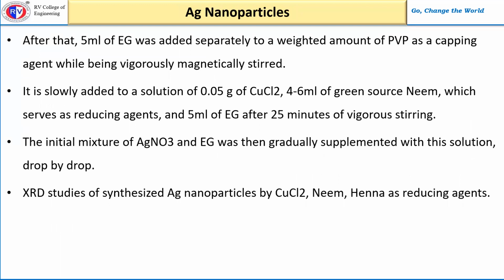After that, 5 ml of EG was added separately to a weighed amount of PVP as a capping agent while being vigorously magnetically stirred. Then slowly added to a solution of 0.05 gram of copper chloride, 4 to 6 ml of green source neem, which serves as a reducing agent, and 5 ml of EG after 25 minutes of vigorous stirring. The initial mixture of silver nitrate and EG was then gradually supplemented with the solution drop by drop.